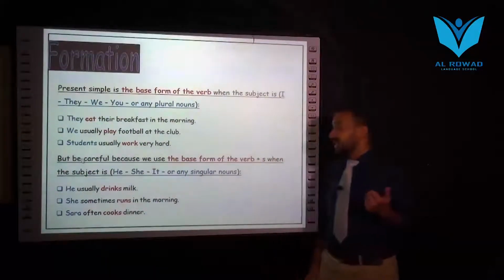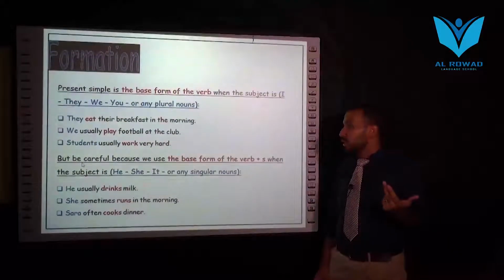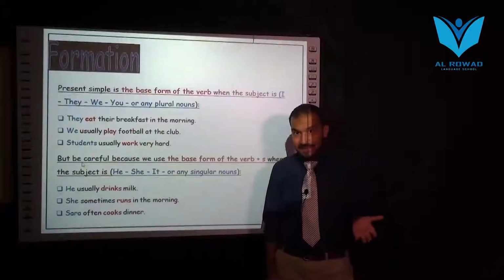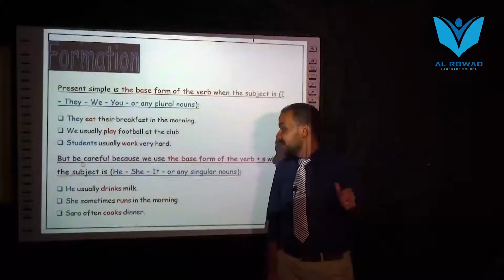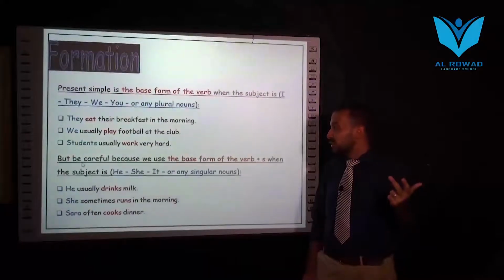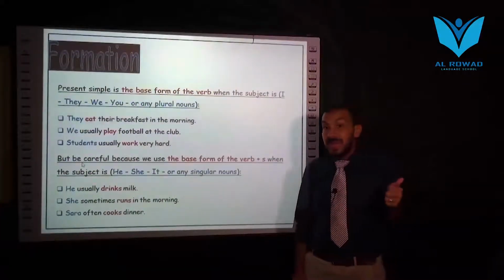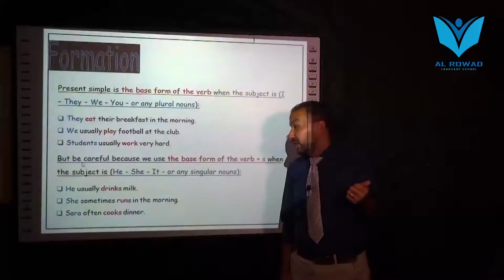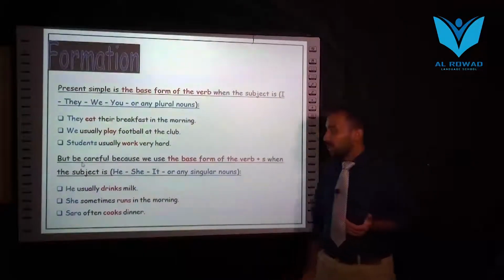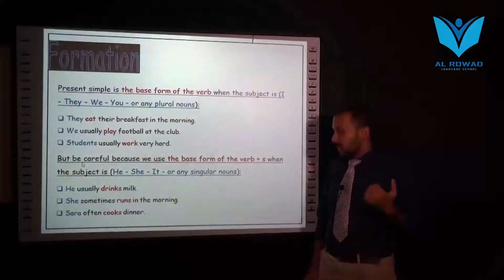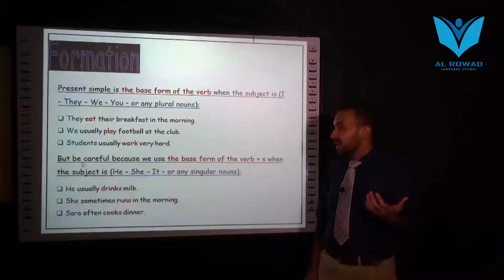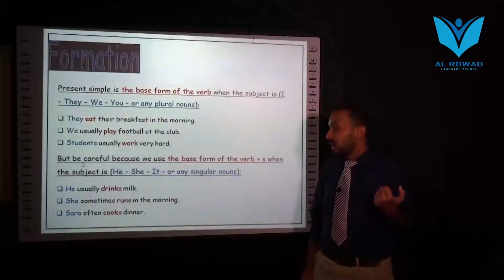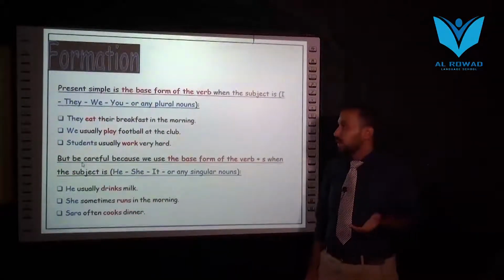But if the subject is he, she, it, or any singular noun, we use the base form of the verb plus s. We put s at the end of this verb. Like when I say he usually drinks milk. The next example, she sometimes runs in the morning and Sarah often cooks dinner.